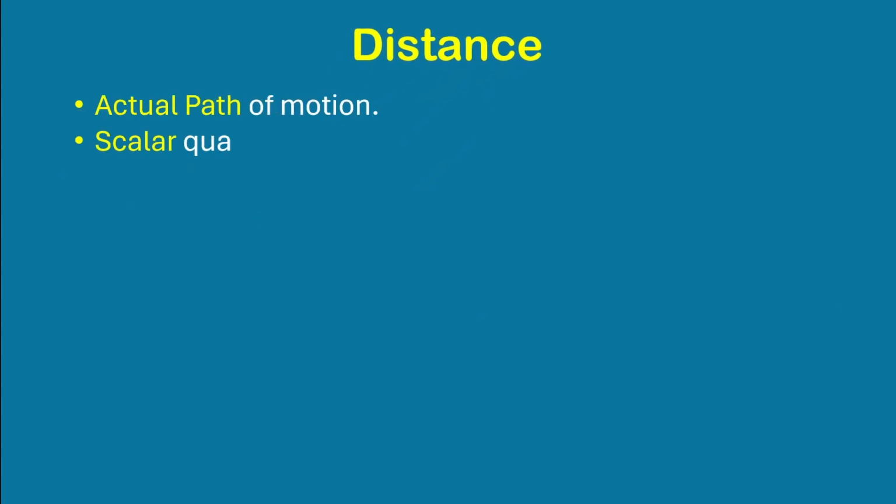So how do we define distance? Distance in simple words is the actual path of motion or the actual length of motion. Distance is a scalar quantity. We've discussed scalar quantities and vector quantities in our previous video, and distance is a scalar quantity. That means it has only magnitude and no direction.